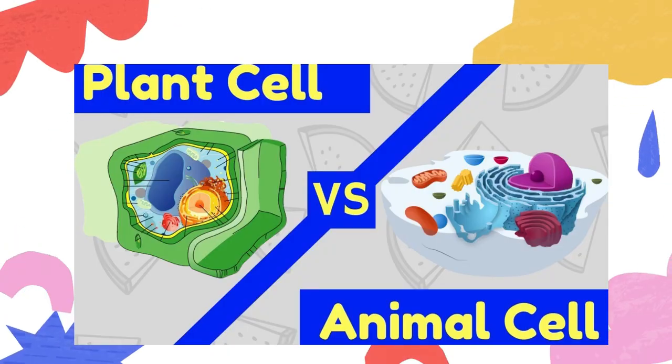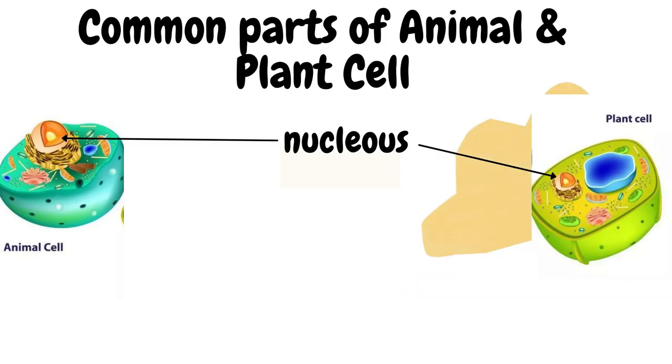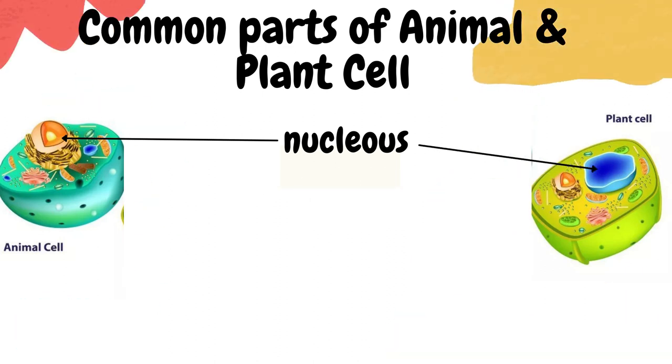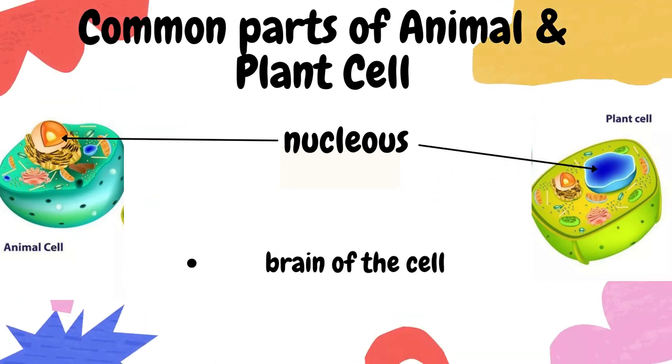Now, let's begin discussing the different parts present in both plant and animal cells. We have the nucleus. It can be seen at the center of the animal cell and it is pushed to the side in the plant cell. It houses the deoxyribonucleic acid or DNA, where our hereditary information is stored. It is also called the brain of the cell.